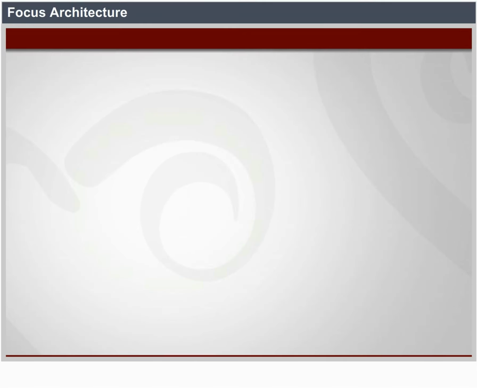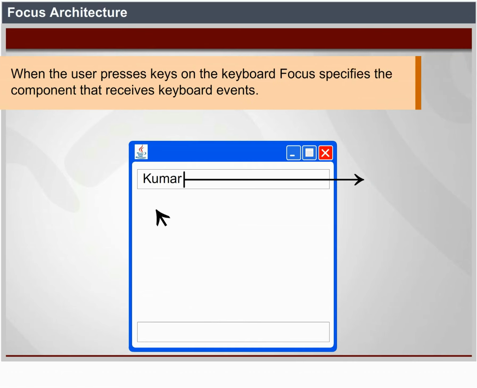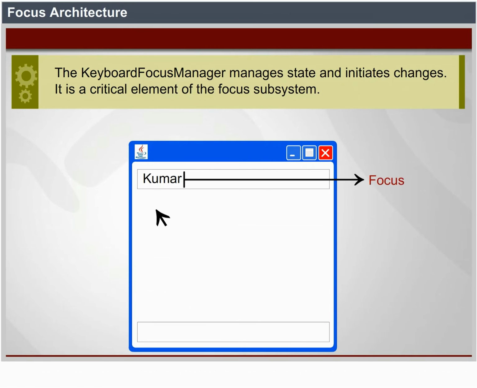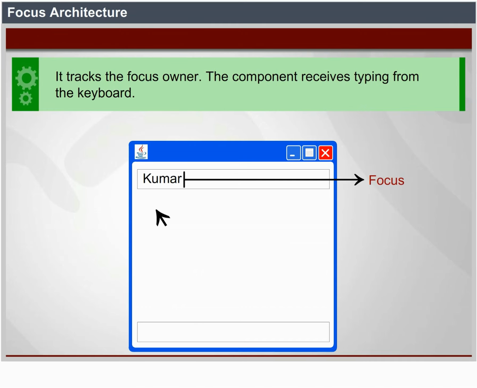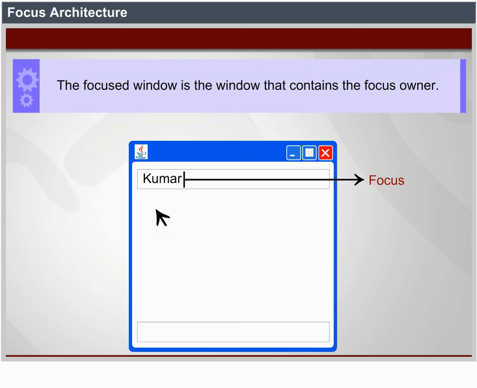Focus architecture. When the user presses keys on the keyboard, focus specifies the component that receives keyboard events. The KeyboardFocusManager manages state and initiates changes. It is a critical element of the focus subsystem. It tracks the focus owner, the component that receives typing from the keyboard. The focus window is the window that contains the focus owner.